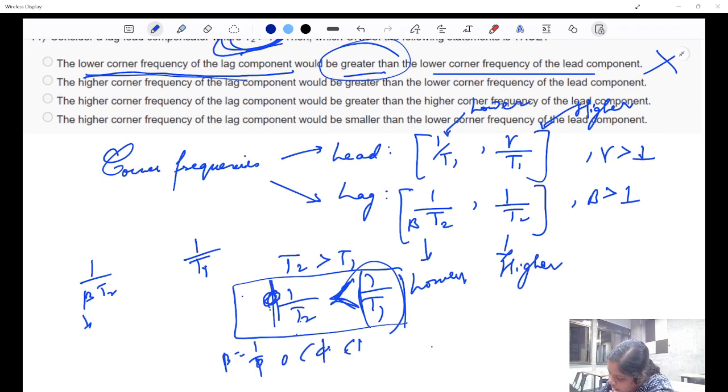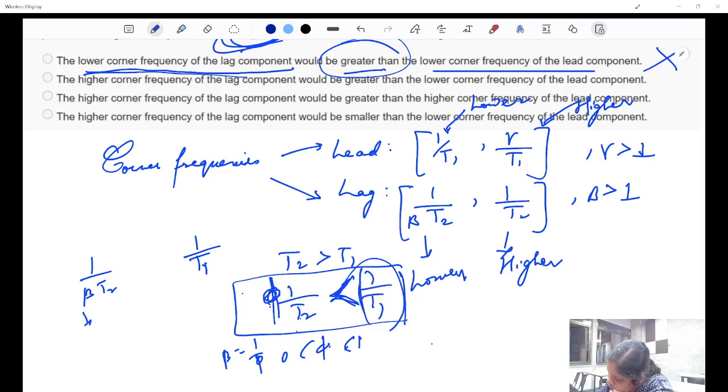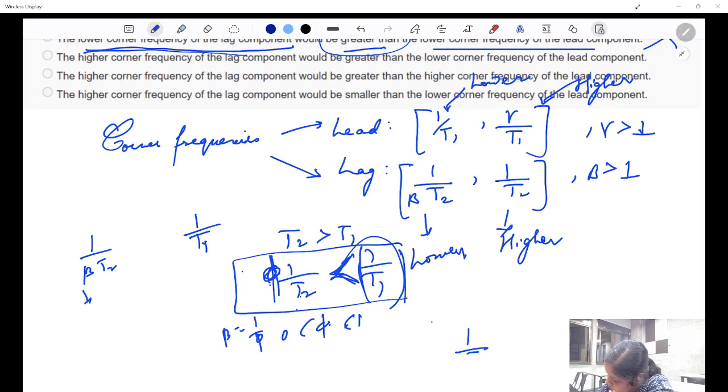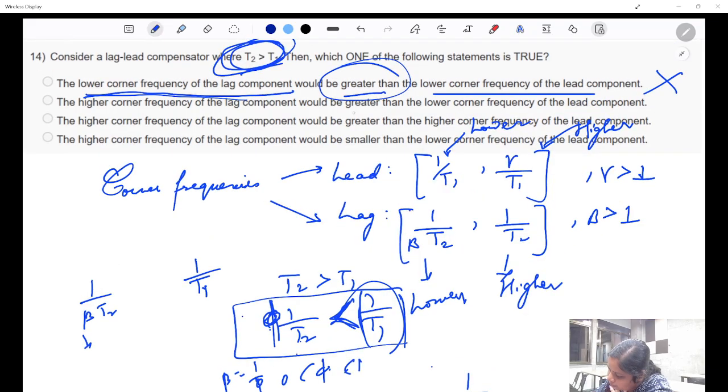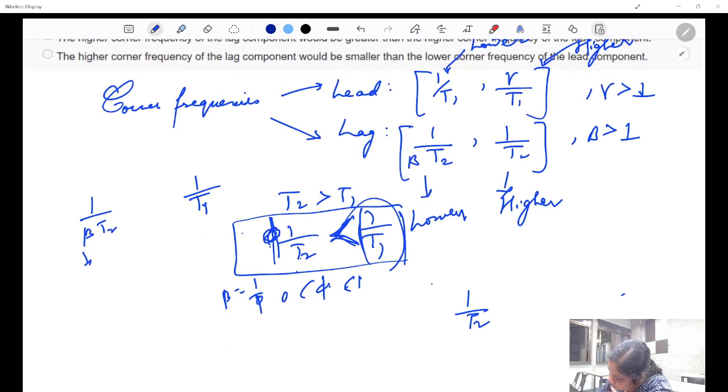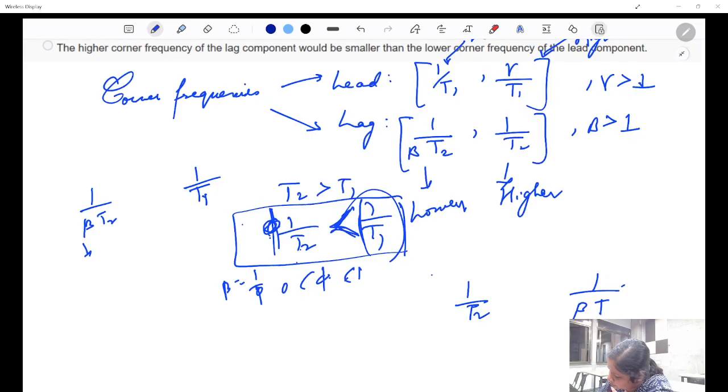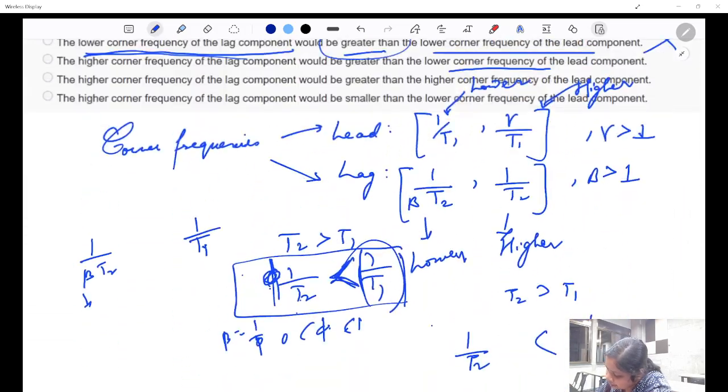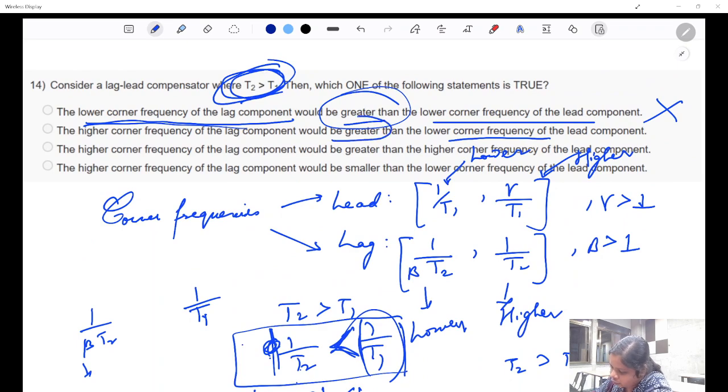Similarly, the higher corner frequency of the lag component, which is 1 upon T2, we have to compare this to the lower corner frequency of the lead component, which is 1 upon T1. So we already know from here that T2 is greater than T1. So 1 by T2 would be less than 1 upon T1. But then it says it is greater. It should be smaller. So this is also incorrect here.